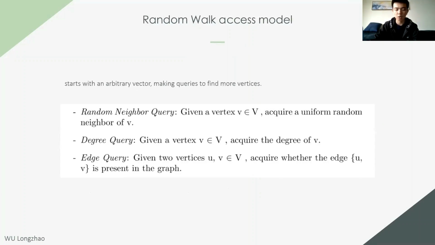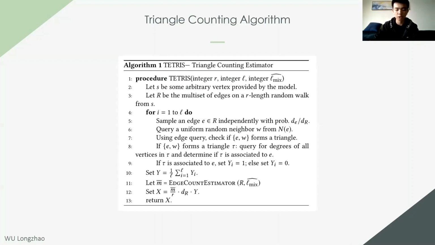Before introducing the main algorithm, I will introduce the random walk access model. This algorithm starts with an arbitrary vertex, making queries to find more vertices. There are three types of queries. Random neighbor query is to get a uniform random neighbor of a vertex. Degree query is to get the degree of a vertex. As for edge query, it judges whether the edge between two vertices is present in the graph. The algorithm makes queries from the original vertex to achieve new vertices, then make queries from the new vertex to discover more. Now, let me introduce the main algorithm.